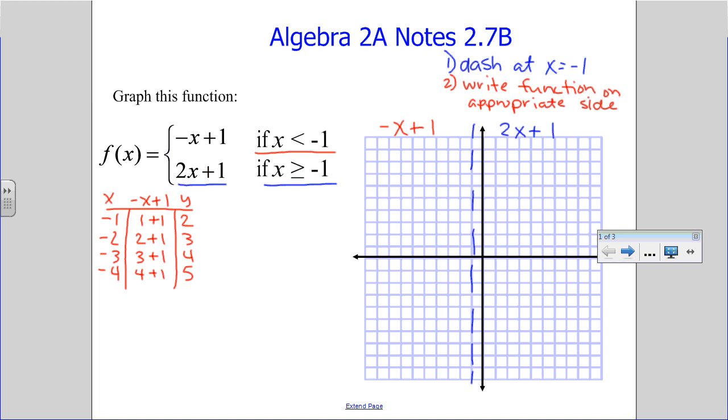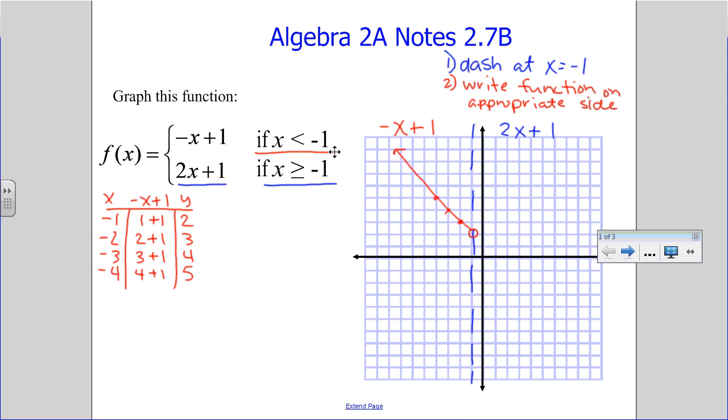We're going to plot the point -1, 2. So we go to -1, we go up to 2. Because it's not equal to -1, this one has the open circle. So it's back to open and closed circles for those. But now I can plot -2, 3. So I go -2, +3. I plot -3, 4, and -4, 5. We're going to connect those to make a line. My line's getting a little bit off there, so I didn't use a straight edge. But that's what it's going to look like.